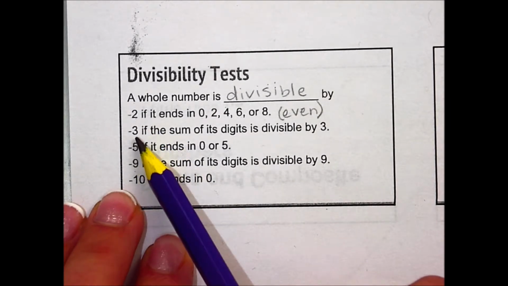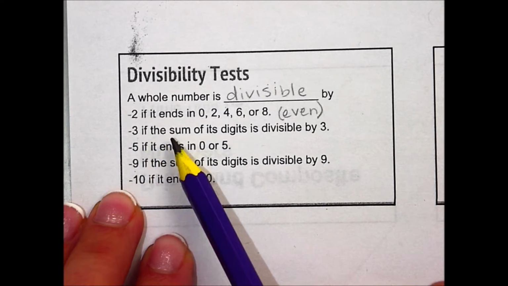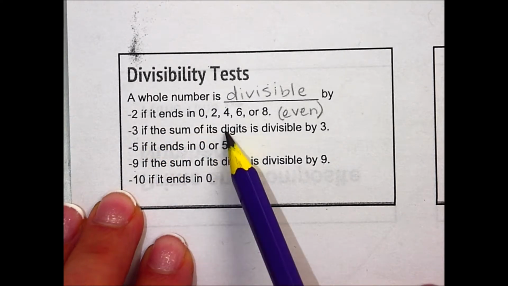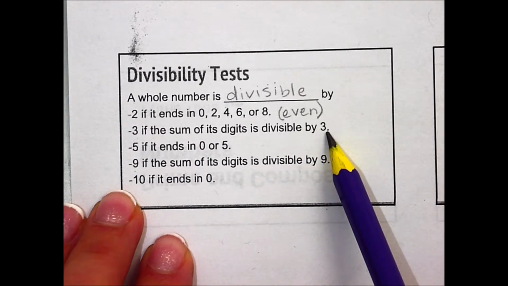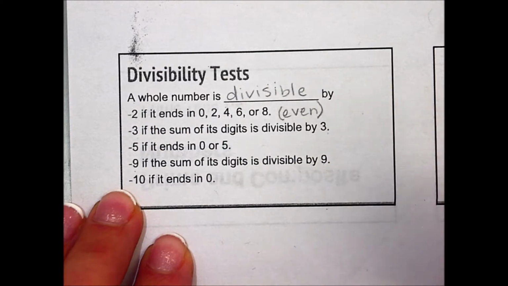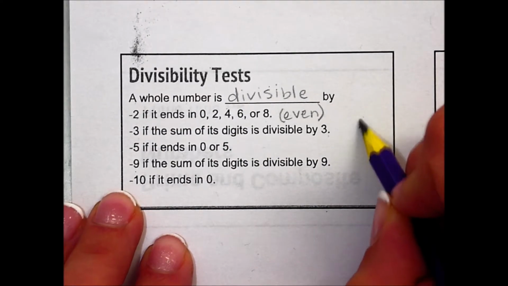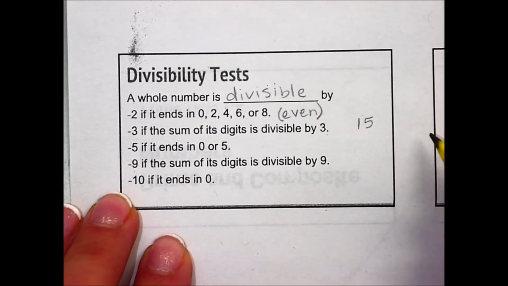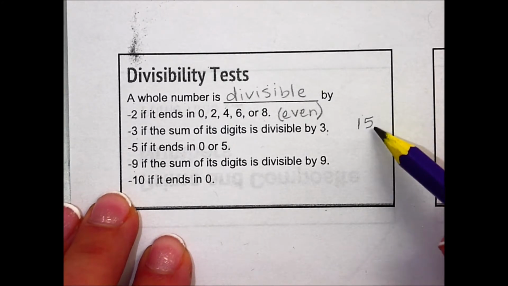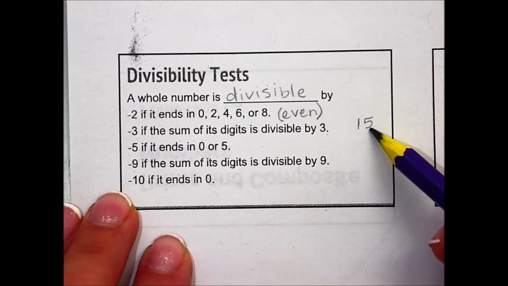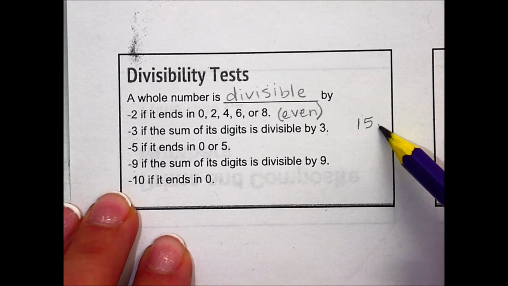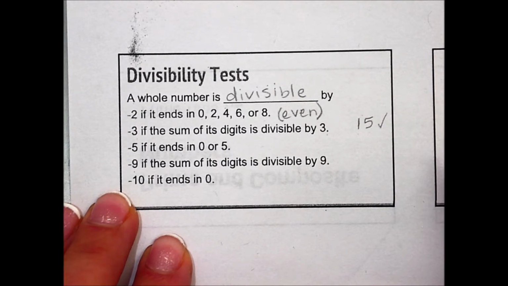A number is divisible by 3 if we add the digits and then check that answer. If that answer is divisible by 3, then the number is also divisible by 3. For example, if we have the number 15, that one's easy, so we know that it's divisible by 3. But if we add the digits, 1 plus 5, we get 6. 6 is divisible by 3, so 15 is divisible by 3.